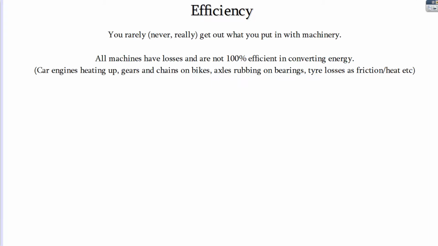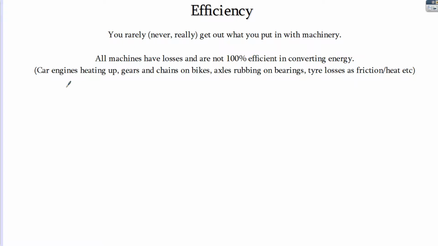But efficiency in life, they say you get out what you put in, but sadly, it's not true, because you never get out the same amount as you put in, because every system has losses. No matter what it is, you never get the same out as what you put in. So what you get out is always less than what you put in. So you never get out what you put in with machines. All machines have losses, and they're not 100% efficient in converting energy.